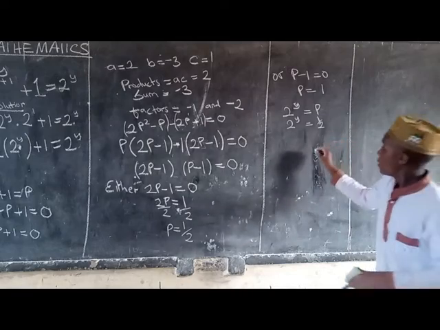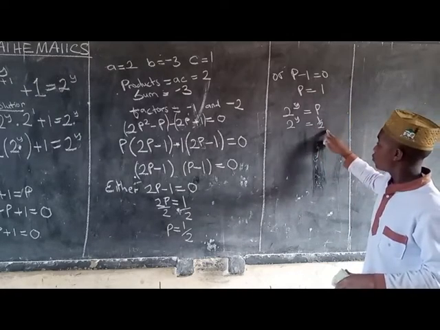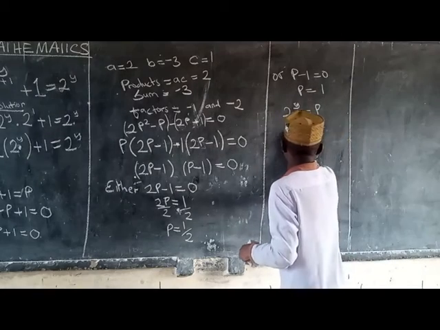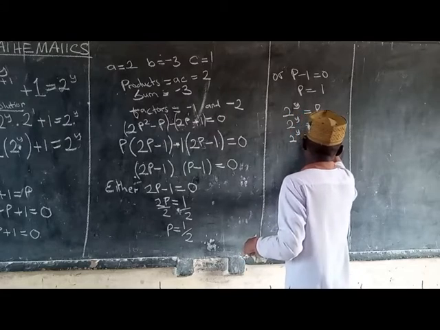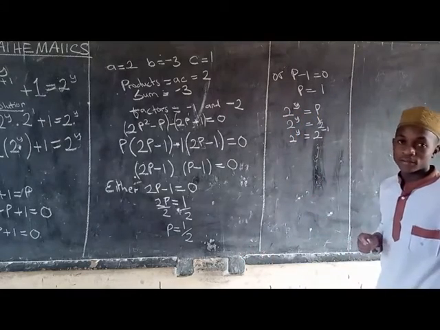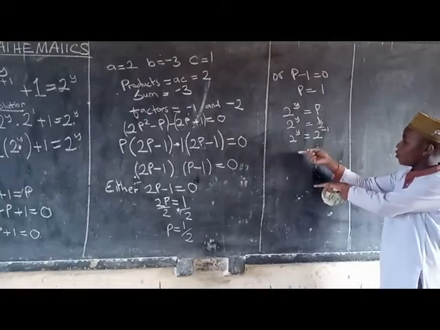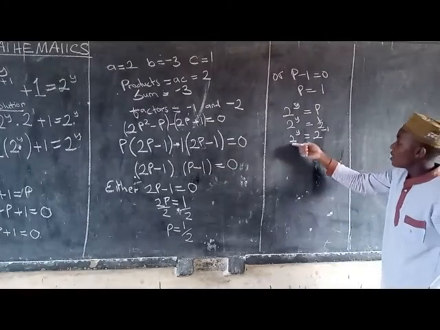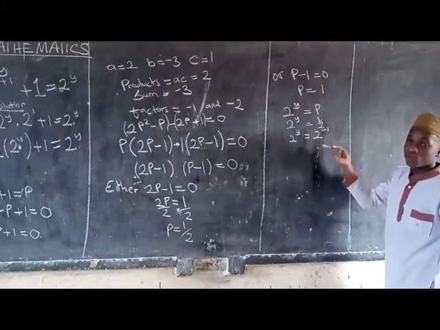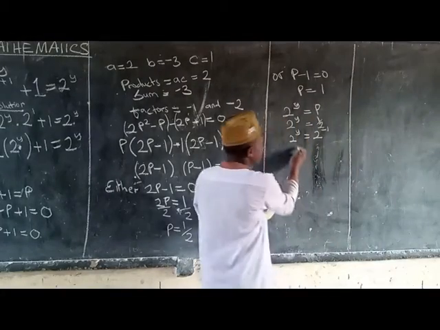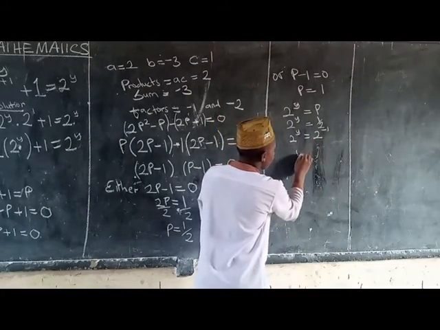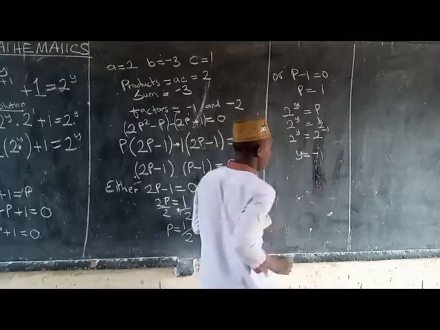Remember, this one half can be written as 2 exponent y is equal to 2 exponent negative 1. From the law of exponents, when the bases are equal, the exponents are equal. Here we get that since 2 is equal to 2, y is equal to negative 1.